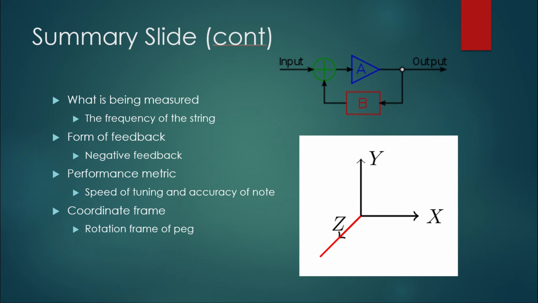The system is measuring the frequency of the string. The form of the feedback is negative because the output of the system is fed back into the system as the input. The performance metrics are how fast the system gets to the desired note and how accurate the final note is. The only important coordinate frame in this system is the rotating frame of the peg, highlighted rotating around the z-axis.